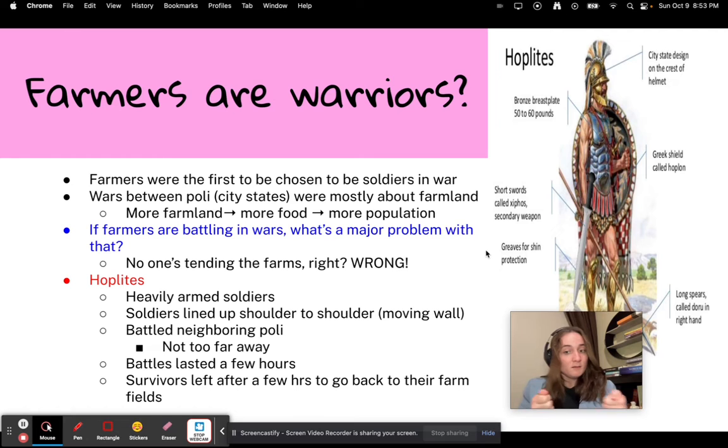They'd go into battle for a couple hours, be like, oh, we won or we lost, and then they go back to their farms. That's it. It's pretty cool. And here's a picture of what a hoplite would have looked like.